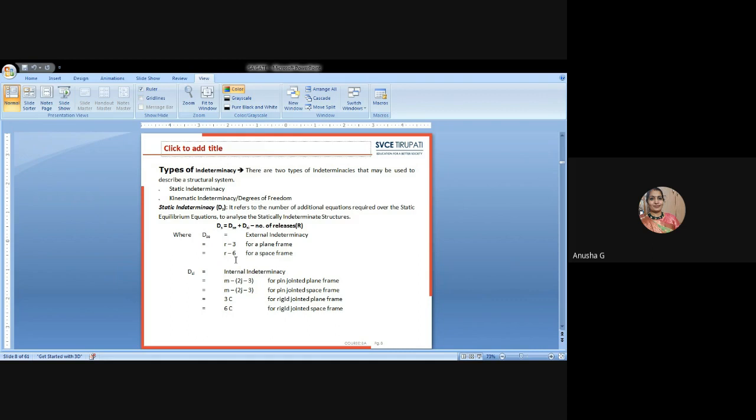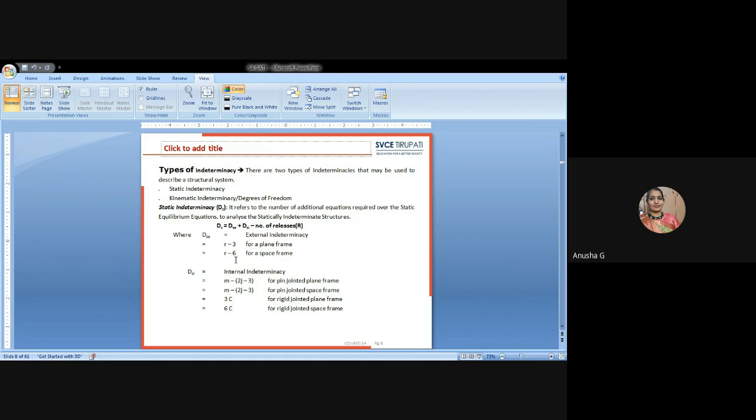External indeterminacy depends upon the members and the supports you can find. That is, for a plane frame, r minus 3, and for a space frame, r minus 6. Dsi is the internal indeterminacy, which depends upon the members. That is, for a pin jointed plane frame, m minus (2j minus 3), that is, m equals 2j minus 3. I have to equate the members and joints with the degree of static internal indeterminacy.